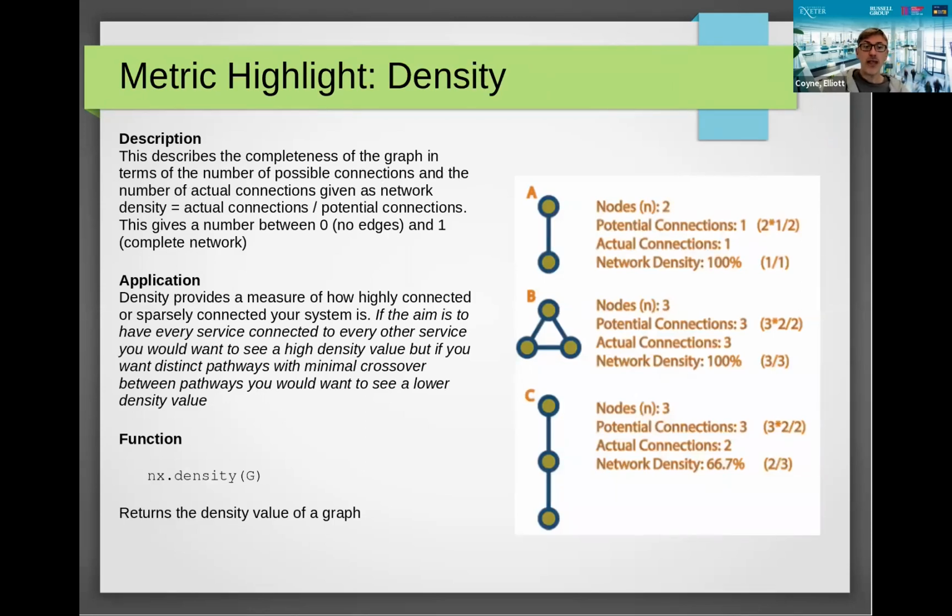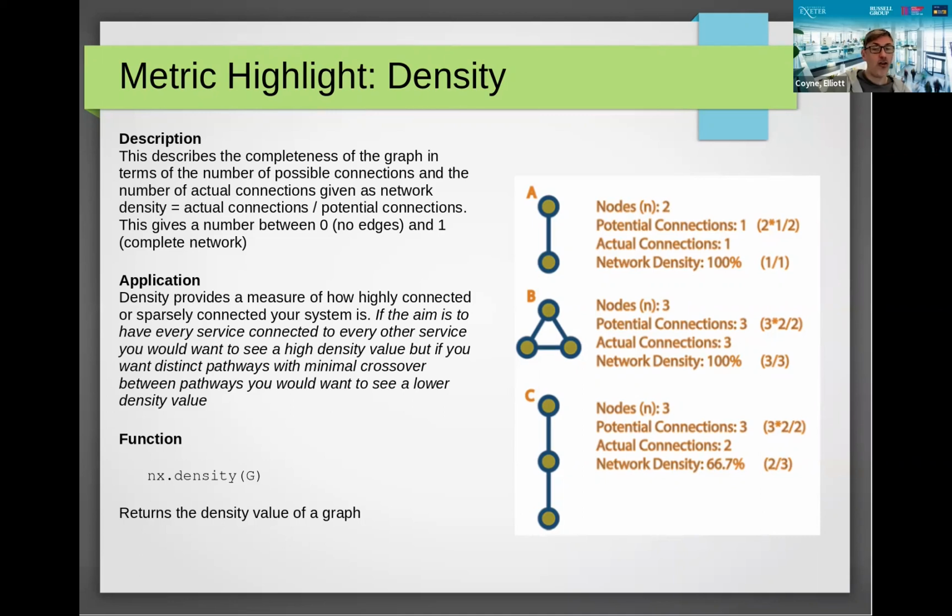So next, we have the density to consider. And you remember before I said that was the score between 0 and 1. And it really describes the connectedness of the graph in terms of the number of possible connections and the number of actual connections. The application here, really looking at the density, provides us a measure of how well or sparsely connected a system is.